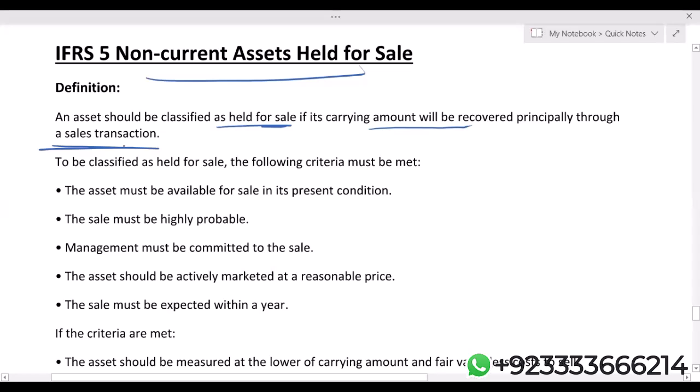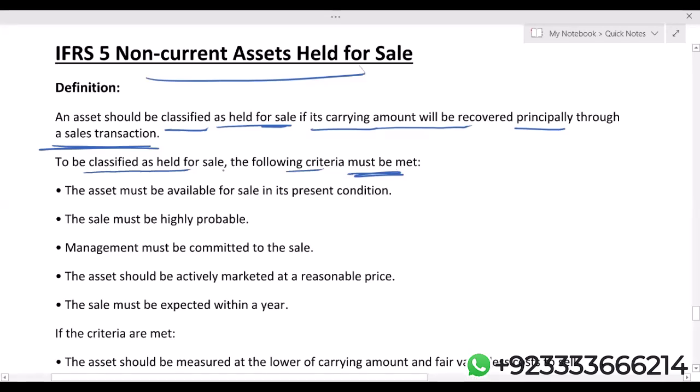Read it again. An asset should be classified as held for sale if its carrying amount will be recovered principally through a sale transaction. To be classified as held for sale, the following criteria must be met. Most of the time under IFRS, if there's a question on IFRS 5, I would say 80 to 90% chances are that the examiner will be testing the criteria, that should we apply IFRS 5 on that asset or not.